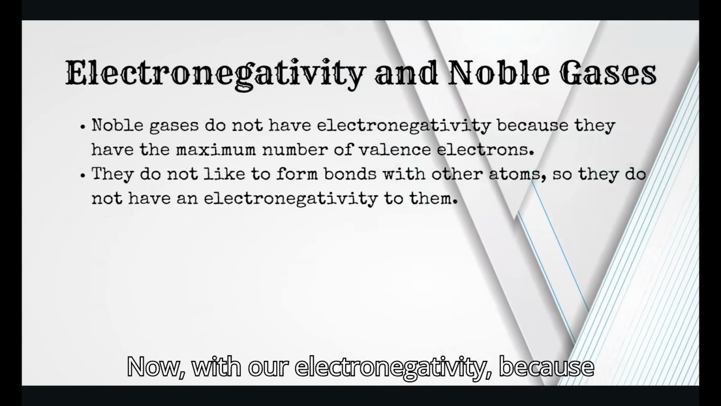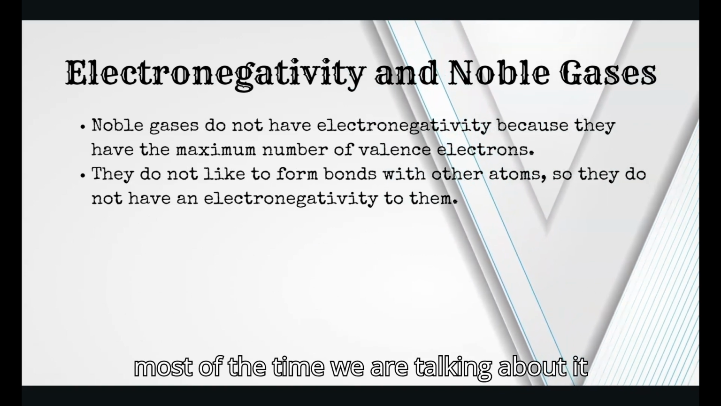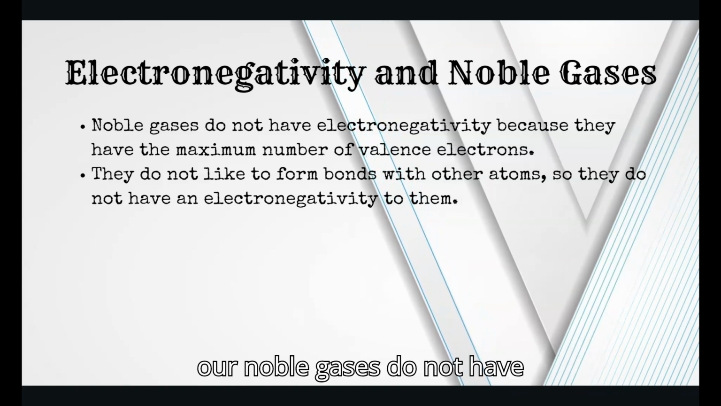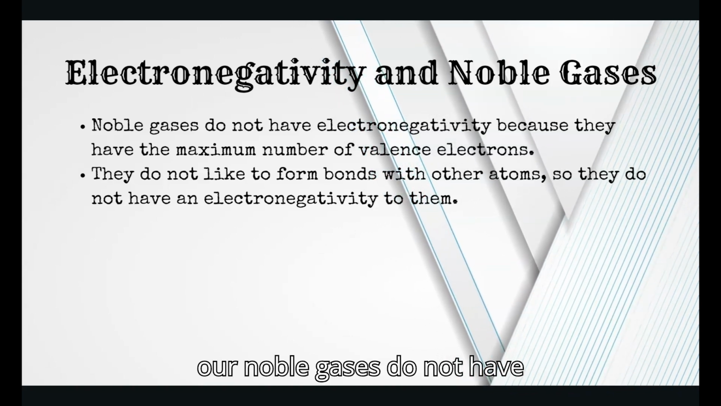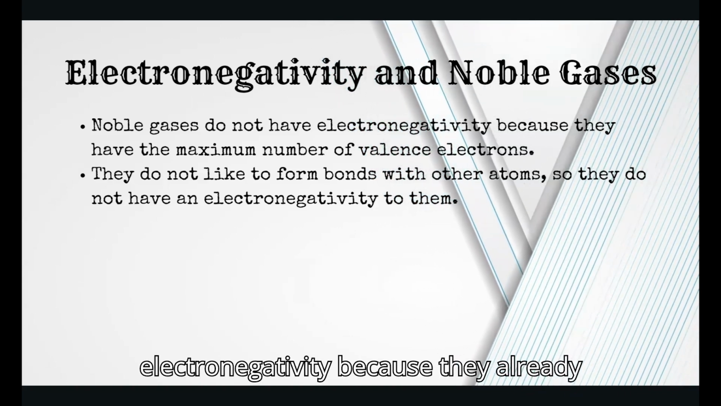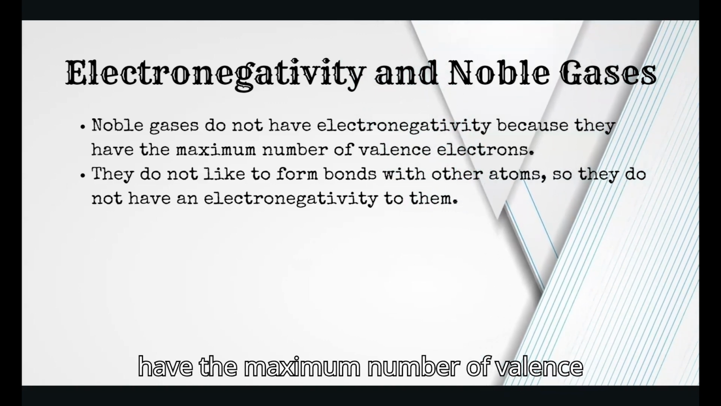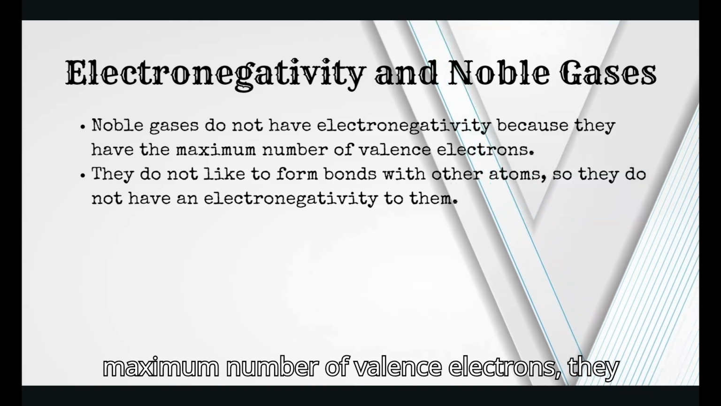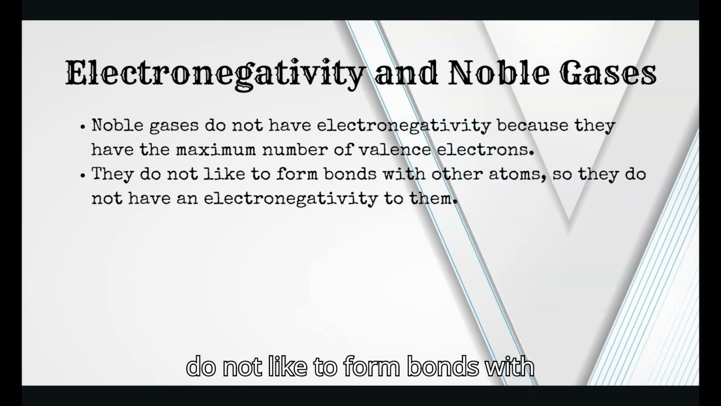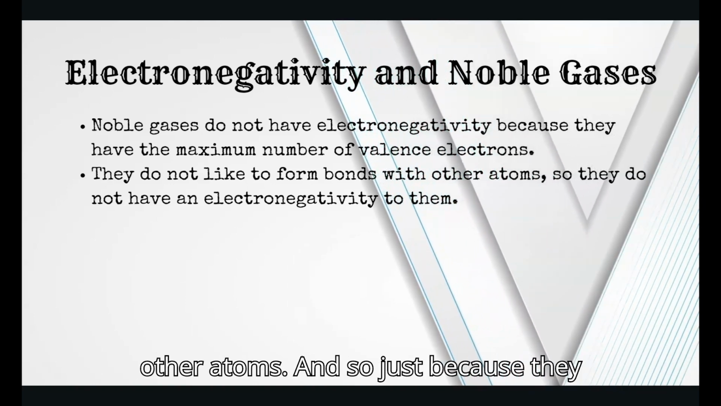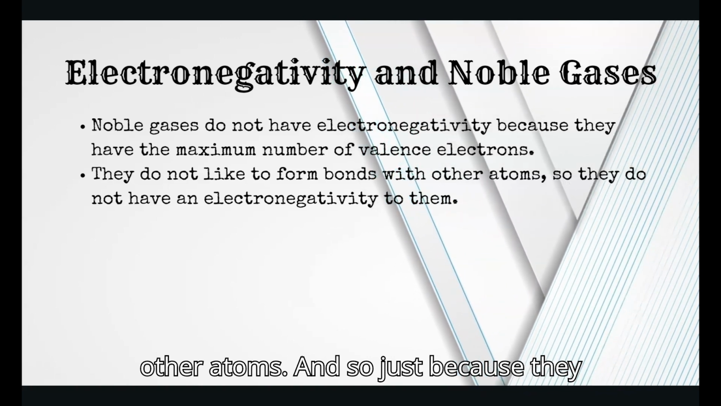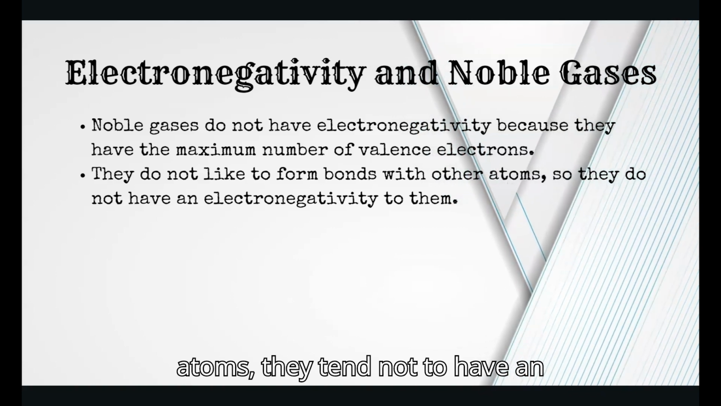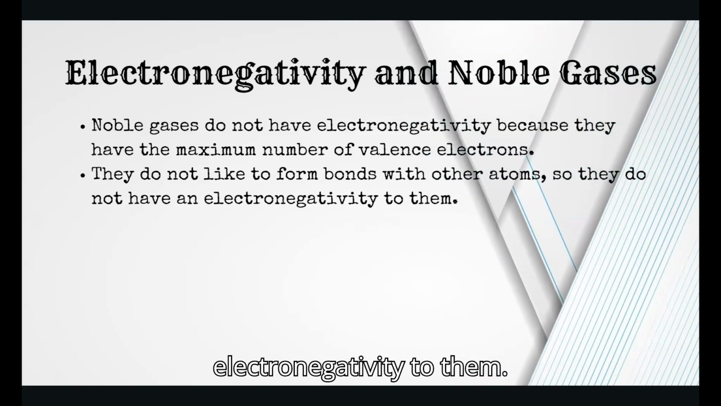Now, with electronegativity, because most of the time we are talking about it in terms of a chemical bond, our noble gases do not have electronegativity because they already have the maximum number of valence electrons. Because they have the maximum number of valence electrons, they do not like to form bonds with other atoms, and so they tend not to have an electronegativity.